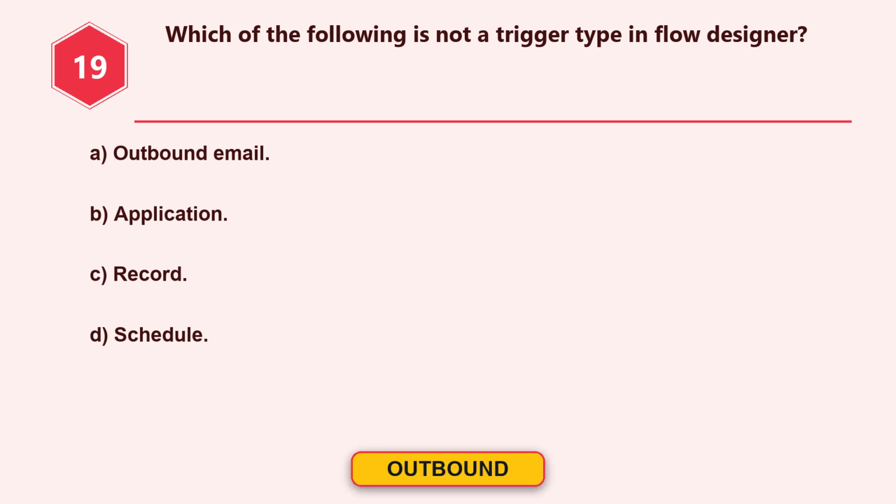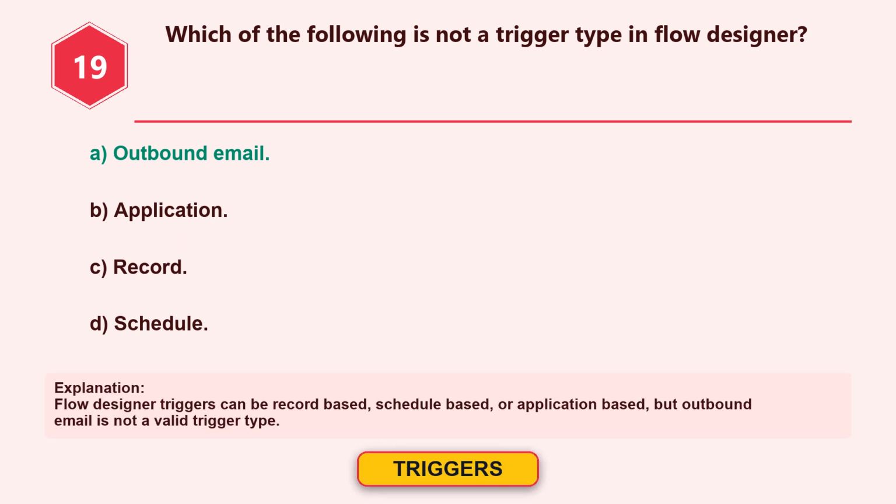Option A. Outbound email. Option B. Application. Option C. Record. Option D. Schedule. The correct answer is option A. Outbound email. Flow Designer triggers can be record-based, schedule-based, or application-based, but outbound email is not a valid trigger type.